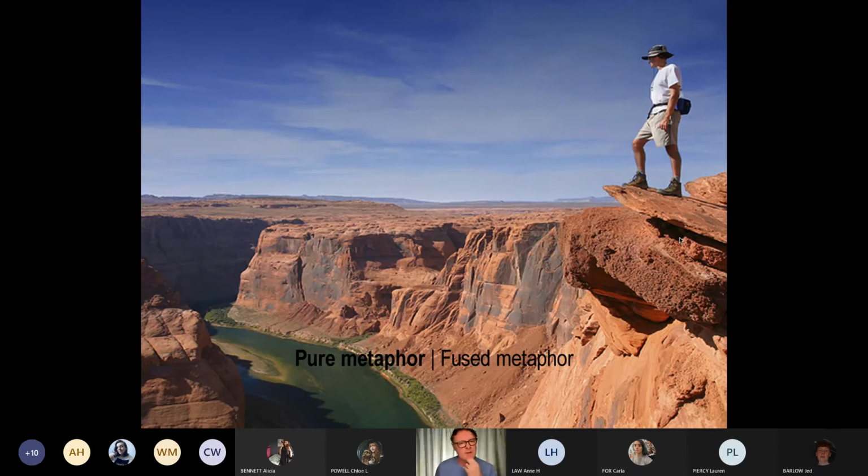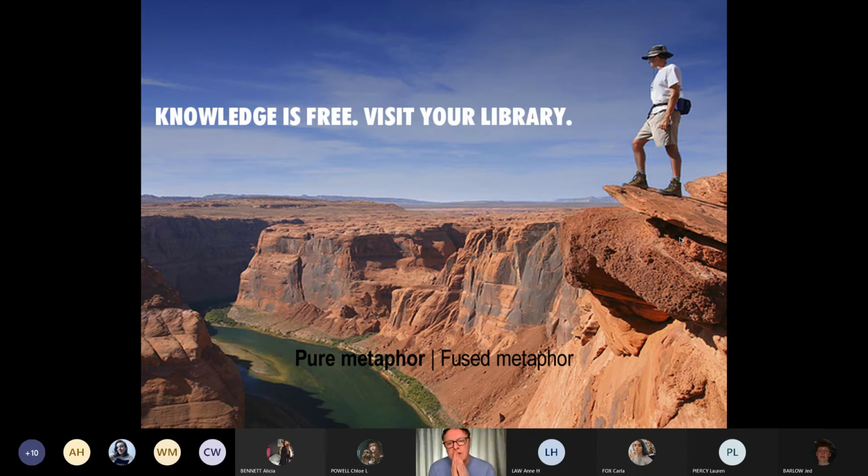But if we put a title to this, it changes the perspective. So if we say knowledge is free, visit your library, all of a sudden, just through the power of words, we've given the image a completely different slant. And many of the words that I just reeled off, like immenseness and vastness, can also be associated with knowledge.